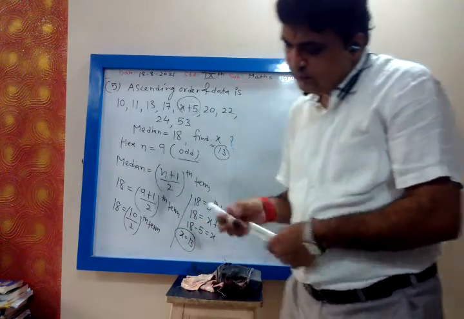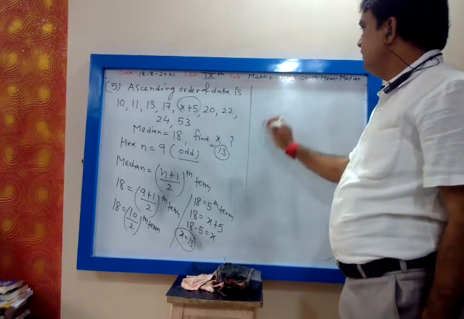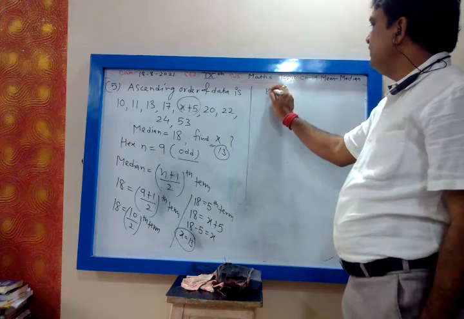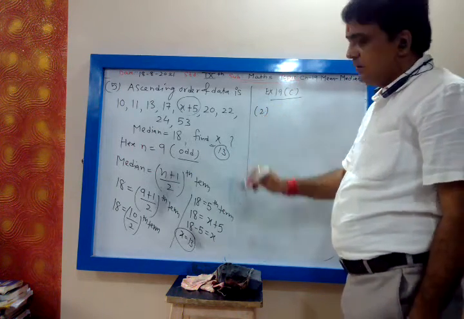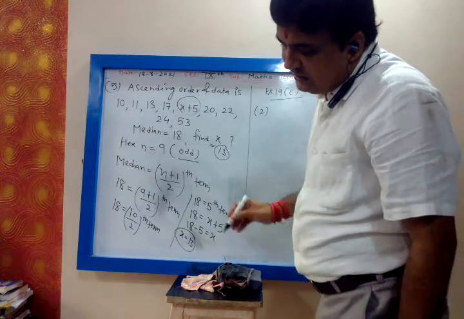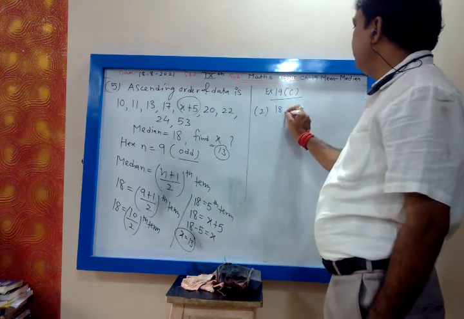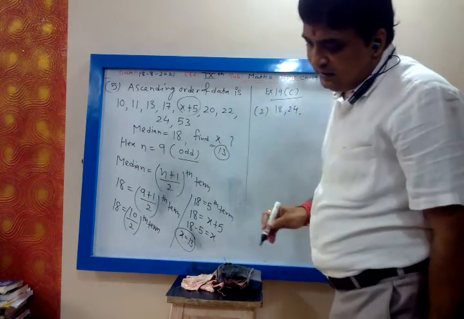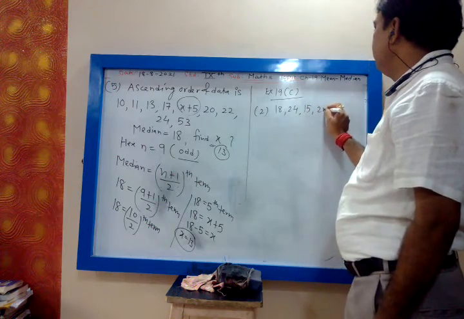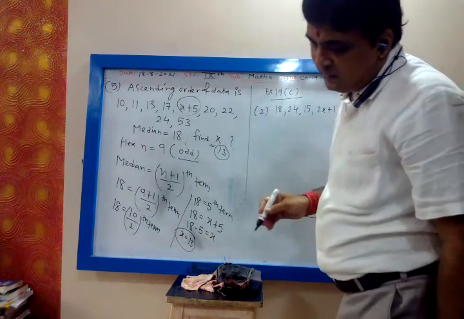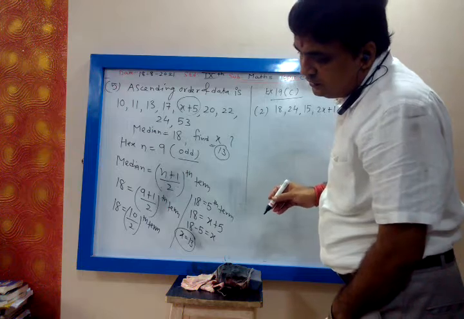Okay. So 2, 7, 9. So 19C. Exercise 19C. Now let us solve question number 2. You are given the data 18, 24, 15, 2x plus 1 and 12.